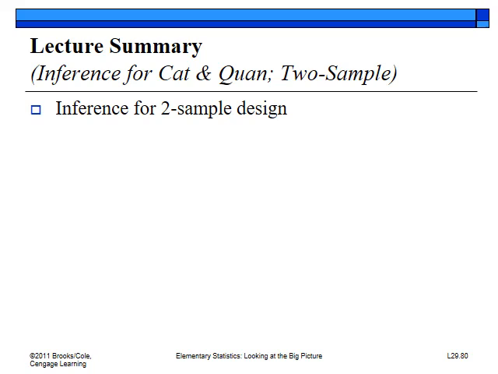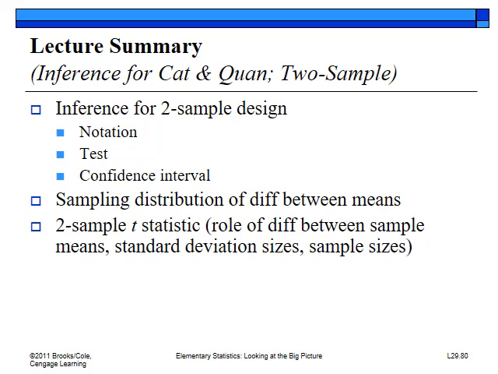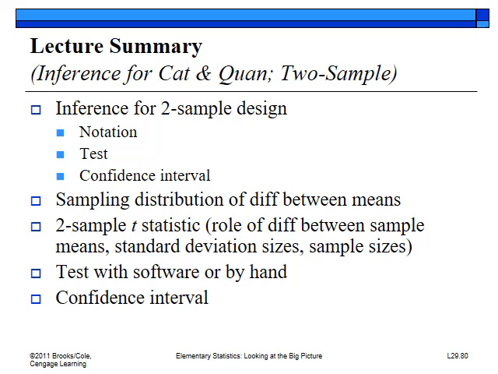We also talked about inference for a 2-sample design. We looked at that notation, the test we perform, how to create confidence intervals. We talked about the sampling distribution of the difference between means. We looked at the 2-sample t-statistic and how the role of the difference between sample means, standard deviation sizes, and sample sizes will affect the outcome of our hypothesis tests. We performed the tests mostly with software, but also by hand. We created a confidence interval. We talked about pooled versus unpooled 2-sample t procedures.